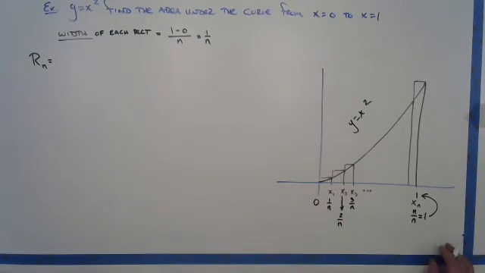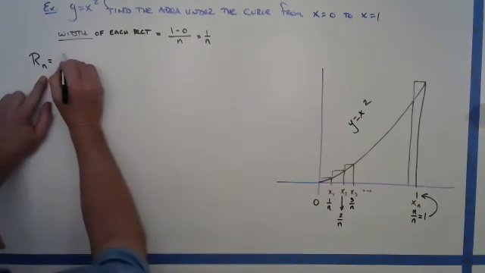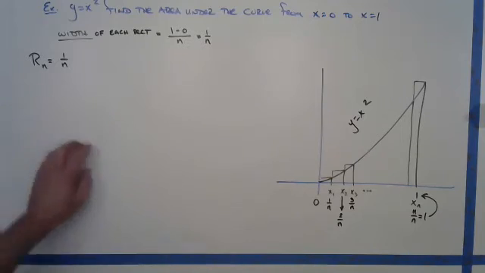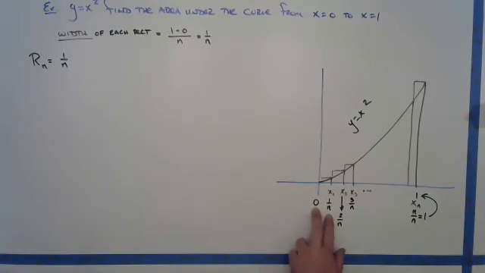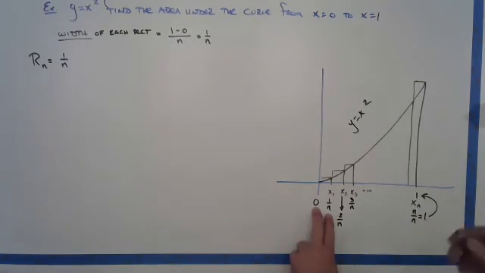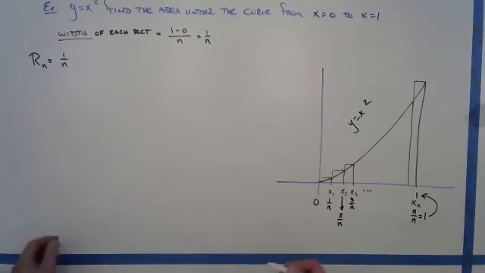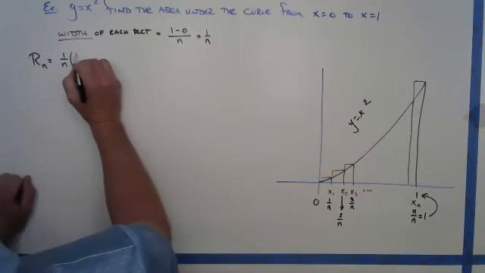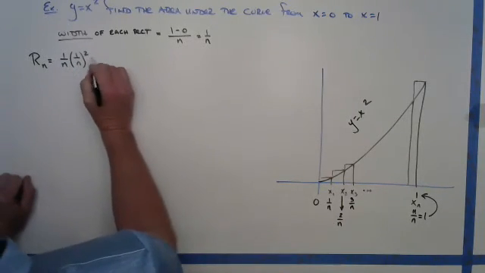So we're going to do height times width, height times width, height times width, height times width, and we're going to write it down smartly. So let's do our first rectangle. Our first rectangle is 1/n wide. Here it is. This is the right-hand side. How tall is it going to be? Well, it's going to be 1/n squared, because that's what our function does. It squares it. So it's going to be that times 1/n squared.